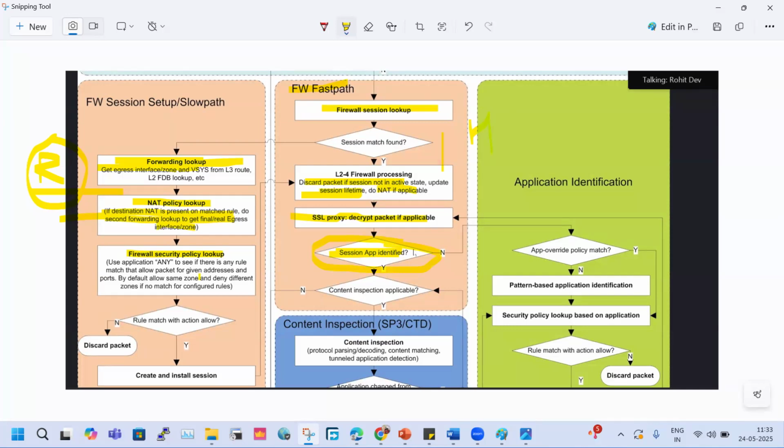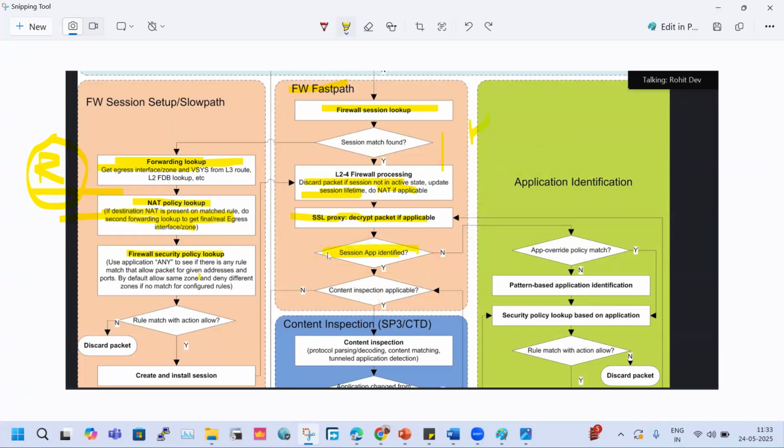If the application is not identified, then it will move the traffic to the application identification process. If the traffic is identified as going to facebook.com or Facebook chat, whatever it is, if the application is identified, then it will go to the next step. Got it? Understood. Yes. Okay. Thank you. No problem.